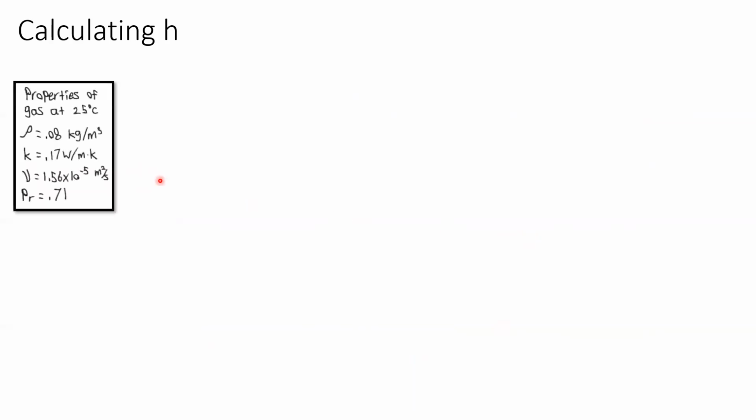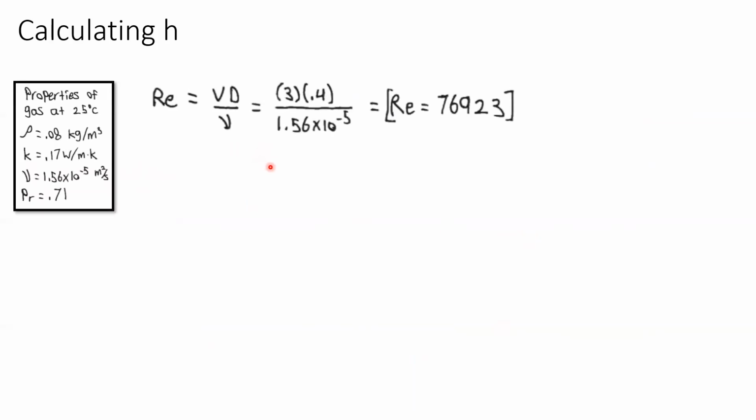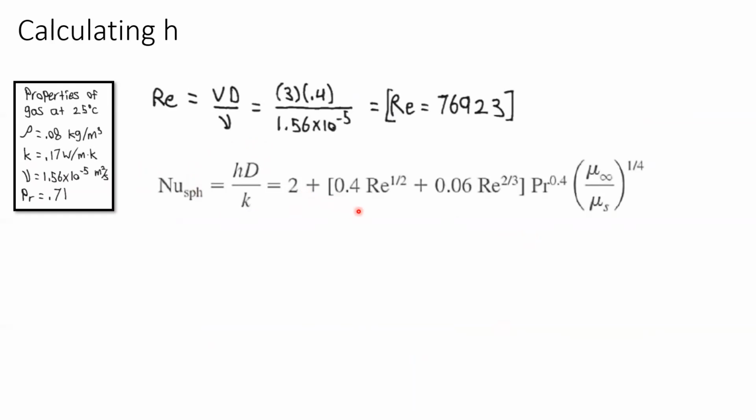So calculating the external convection factor, here are our properties again. First, we'll calculate the Reynolds number. Next, we'll calculate the Nusselt number from our correlations table. This equation only depends on the Reynolds number and the Prandtl number, and then the viscosities also. The ratio of viscosity is 1, like we said earlier, so this comes down to 1.